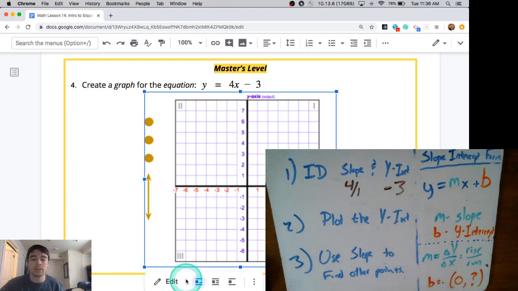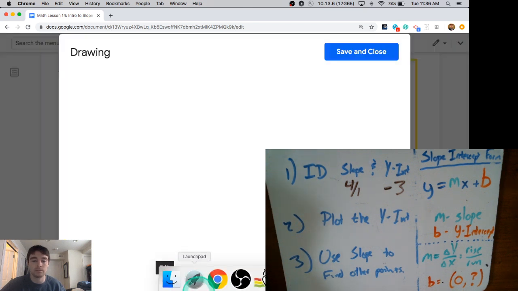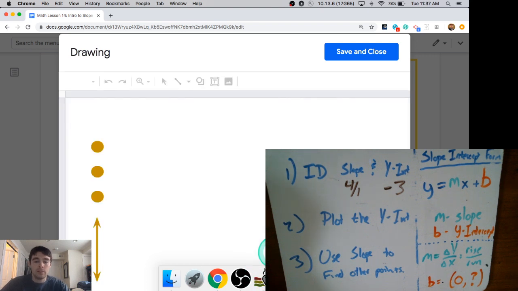So I'm going to go ahead and make this drawing larger. If you want to edit the drawing, click on it, and then click this edit button, or you can just click twice on the graph. And give this 1 second to load.